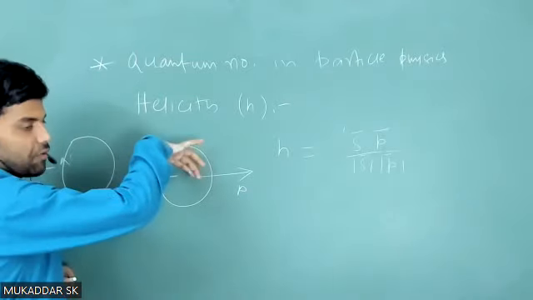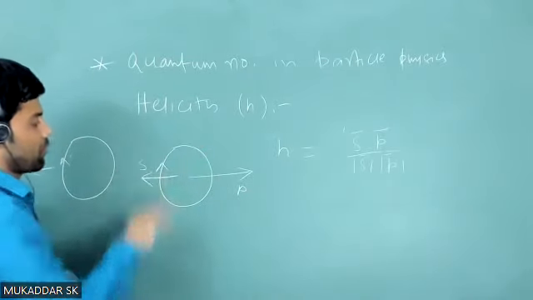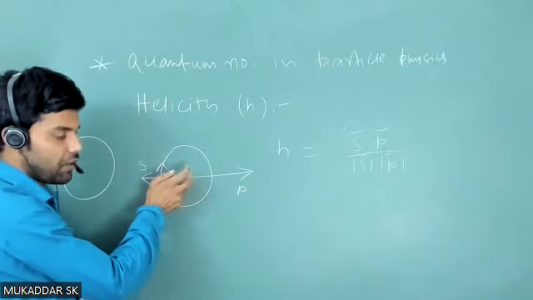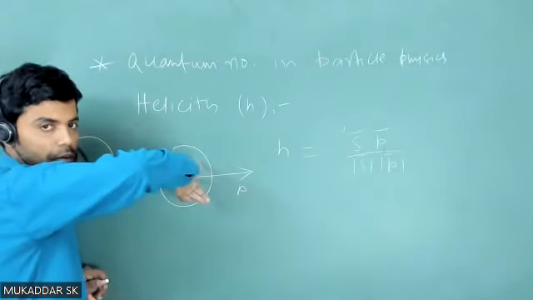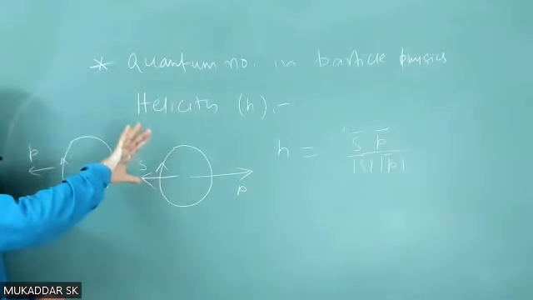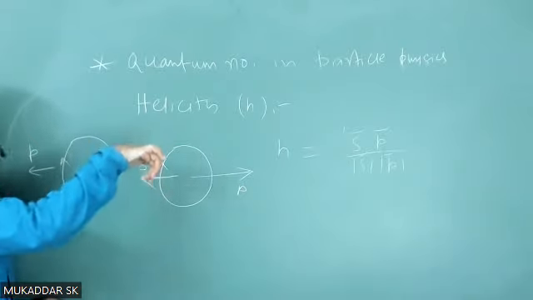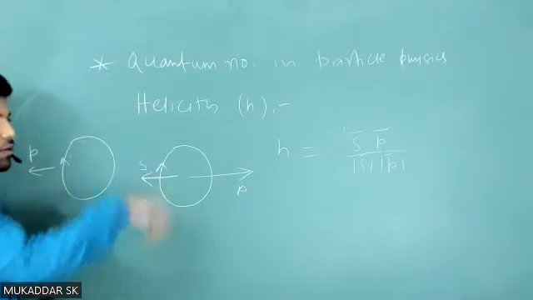Just you have to use right hand rule. So if you use right hand rule, suppose the motion is happening like this and the direction of flight is out of the board. Now if you use that right hand rule, the direction of spin will be into the board. That will be into the board.